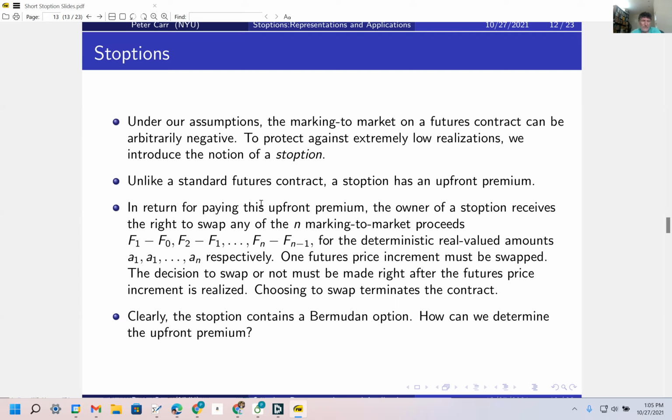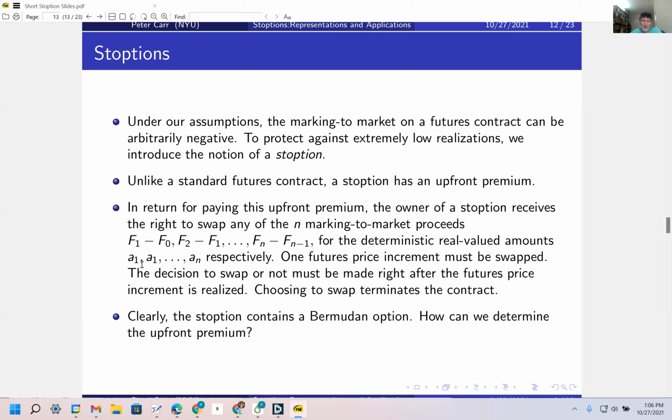And these numbers, there's a typo there. It should be A1, A2 to AN, sorry. So anyways, these numbers, we'll call them floors. So an example is that, say, a floor is zero, and then you swap a negative price change for zero. So that's a good thing. So you're happy to be able to do that. And so the way this contract is formally written is that you have to exchange one of these futures price increments.